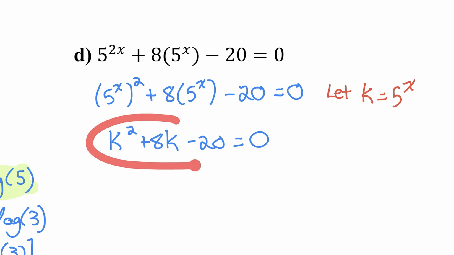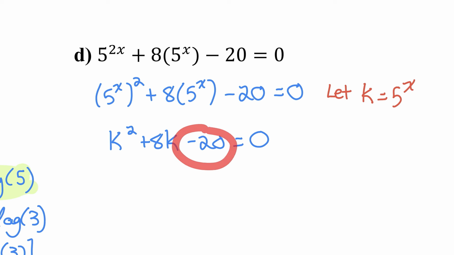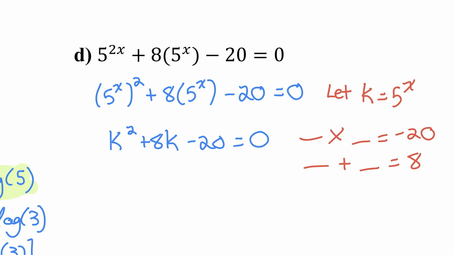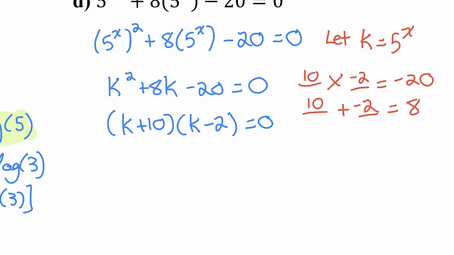Now it's just a normal trinomial quadratic with a leading coefficient of 1. So we would just find numbers that have a product of negative 20 and a sum of 8. The numbers that satisfy that product and sum are 10 and negative 2. So I know that quadratic would factor to k plus 10 times k minus 2. So the answers to that equation are k equals negative 10 and k equals 2. But remember, those k's are actually 5 to the power of x. So let me resubstitute back in 5 to the power of x for each of those k's.